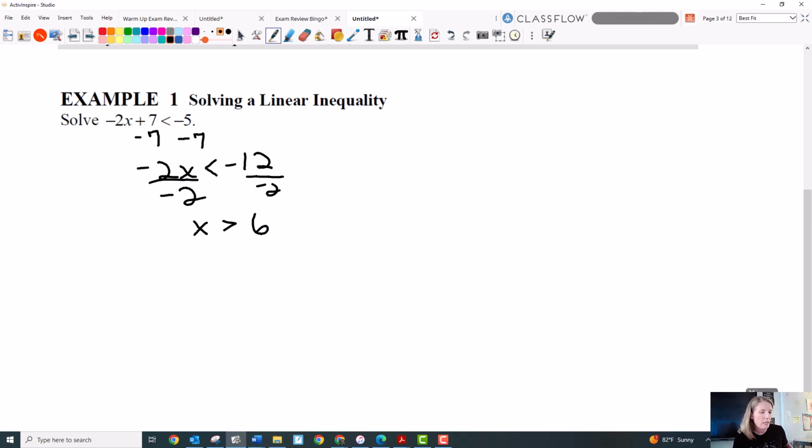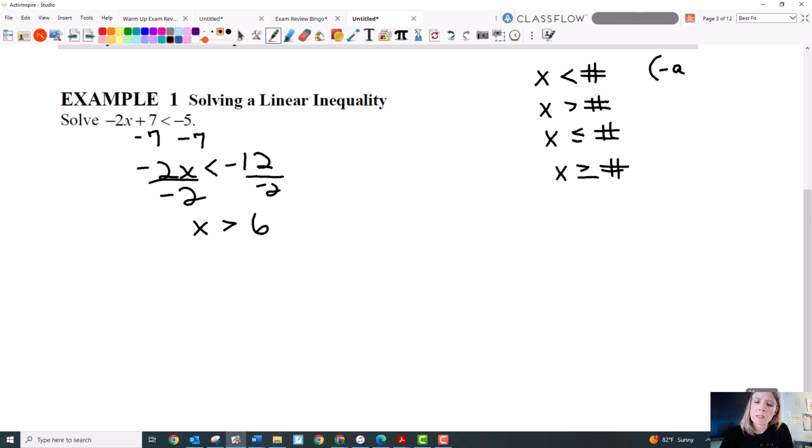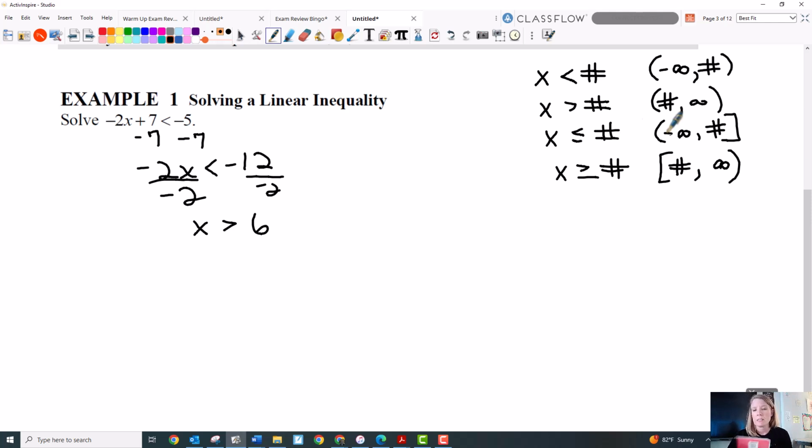Now, it wants everything in what's called interval notation, so I'm just going to make a note. If you have x is less than a number, x is greater than a number, x is less than or equal to a number, x is greater than or equal to a number, it needs to look like this. X is less than a number is negative infinity, comma, the number, with a parenthesis. This one is the number, comma, infinity with a parenthesis. Negative infinity, comma, the number with a bracket, and then bracket, number, comma, infinity. This is inequality notation. This is called interval notation.